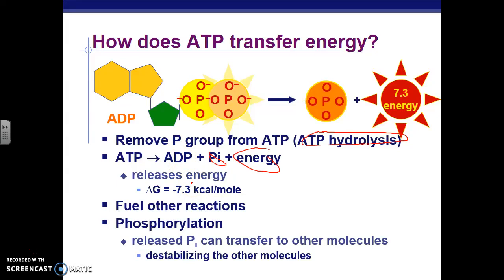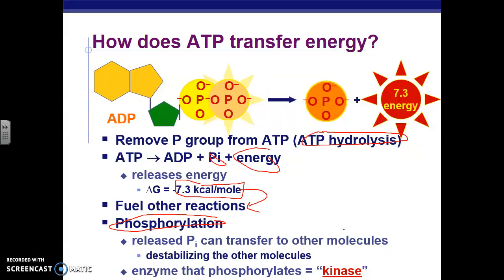Okay, now, the energy released by ATP can be used to fuel or give energy to other reactions that require energy. We're going to see that in one of the slides that's big. We're going to see how that works. How do we transfer the energy that's released from turning ATP into ADP? And just to remind you, phosphorylation is when you transfer phosphate groups to other molecules. That's going to come up. You'll see. And remember, the enzyme that does that is called a kinase.